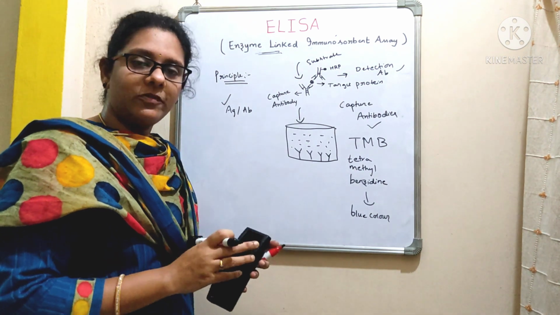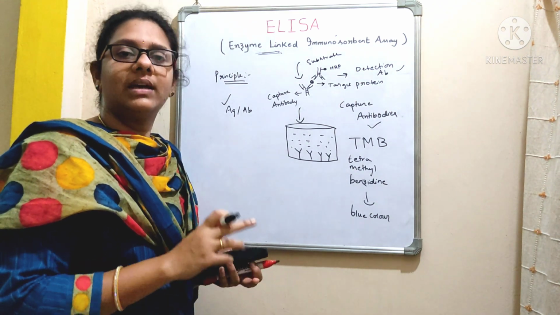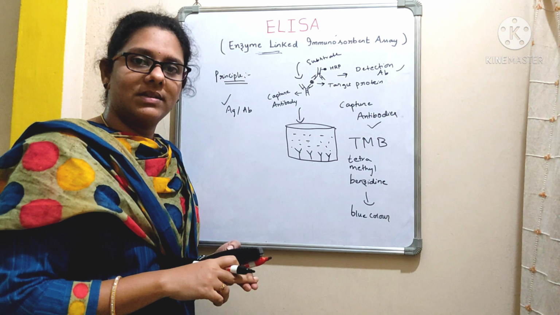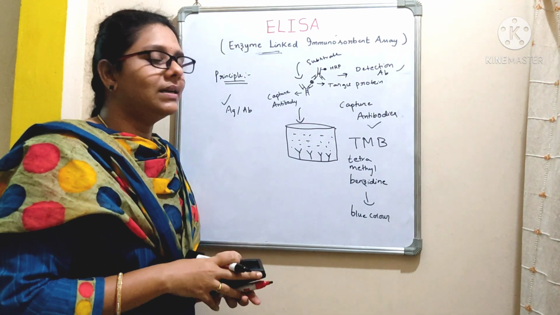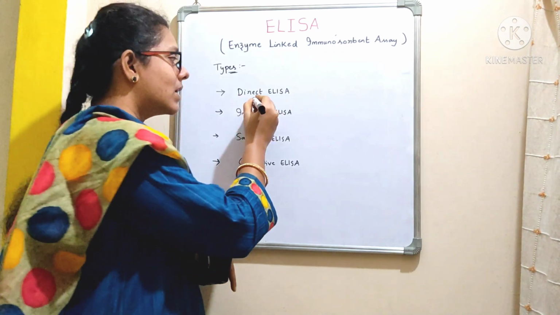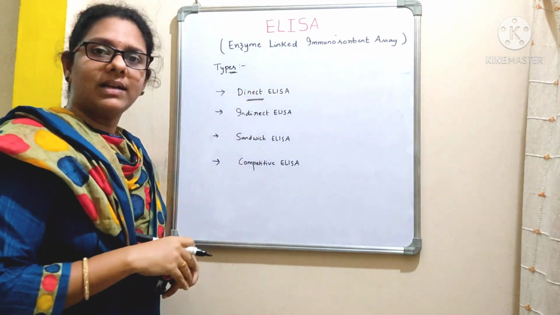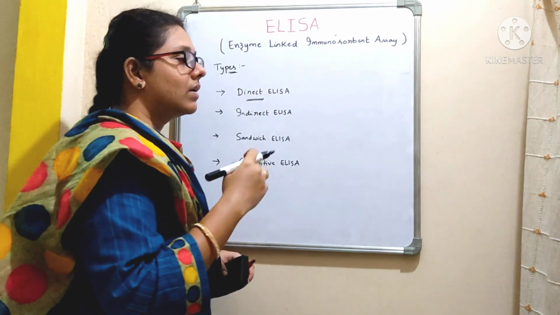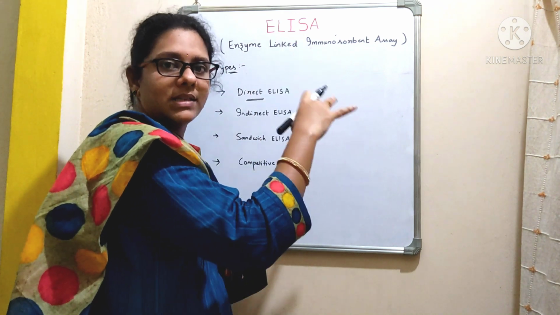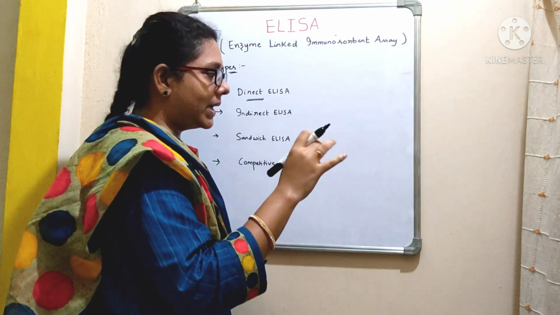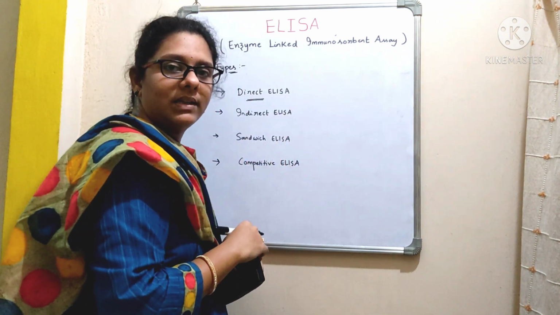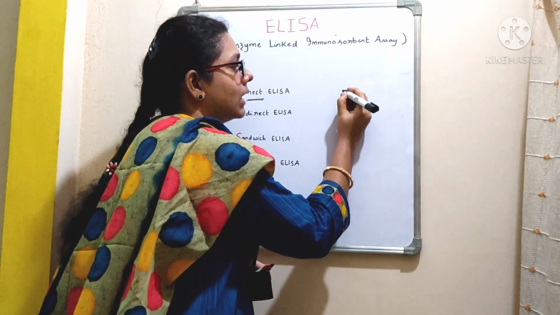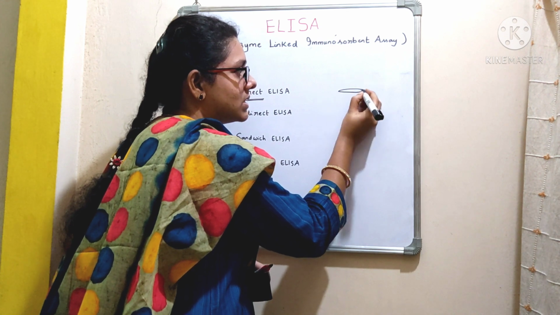Coming to the types of ELISA, there are different types like indirect ELISA, direct ELISA, competitive ELISA and sandwich ELISA. Let's discuss in detail. Coming to the first type of ELISA, that is indirect ELISA. I already told you this assay is performed in a microtiter plate. If you look into the well, what exactly happens with the direct ELISA is, suppose this is the well.